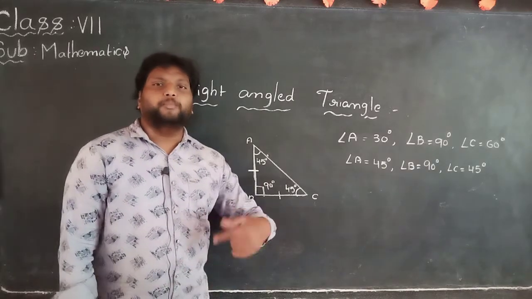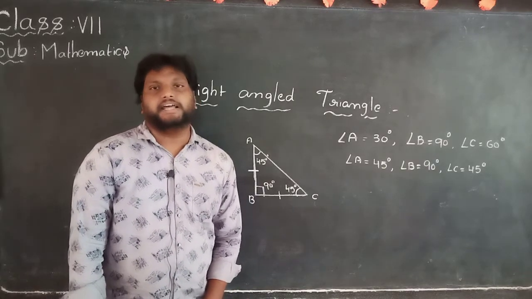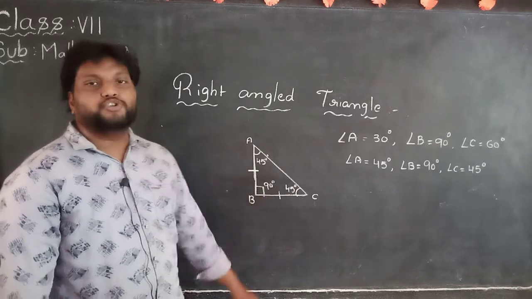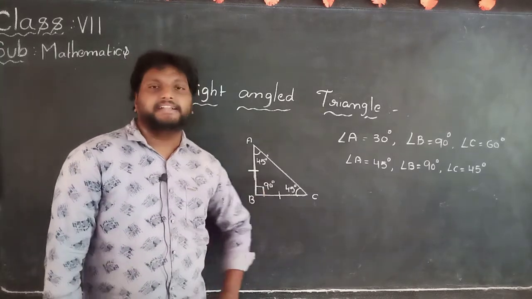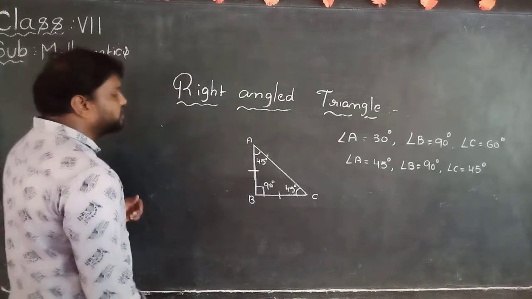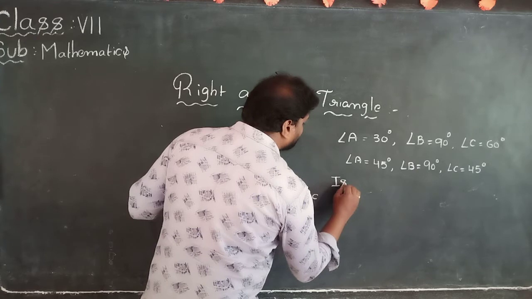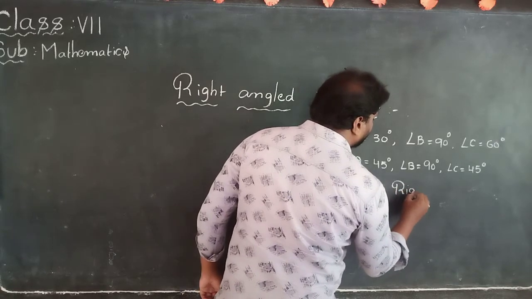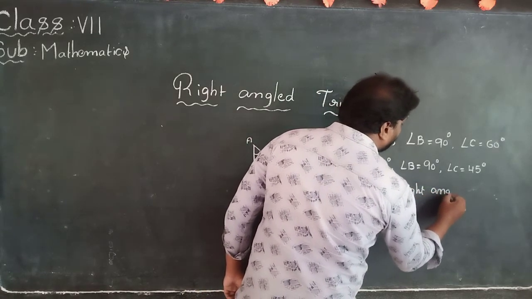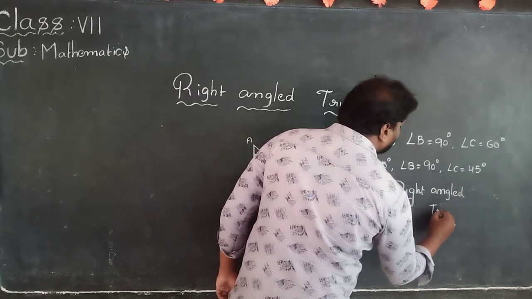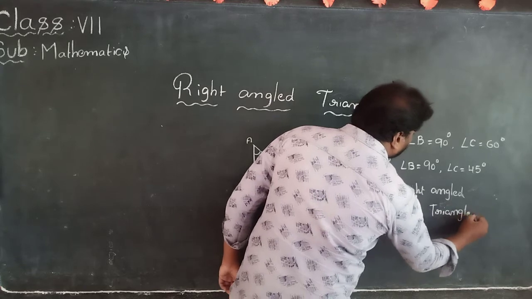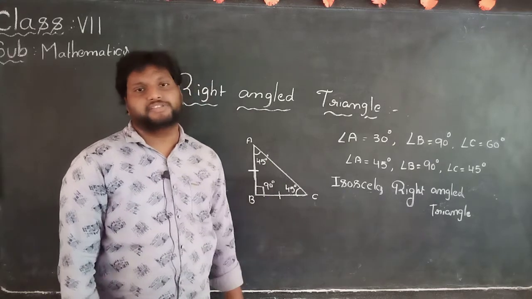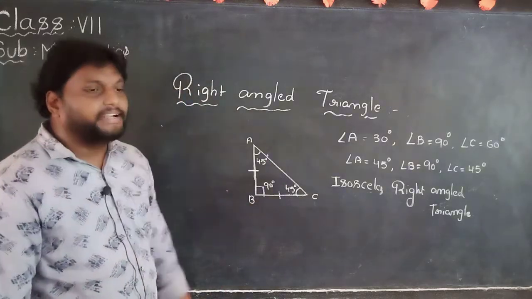Based upon sides, the types of triangles: two sides equal means which type of triangle? This is an isosceles triangle, and one more angle is 90 degrees. Then finally, this is an isosceles right angle triangle. Based upon angle, this is a right angle triangle. Based upon sides, it is an isosceles triangle. That's why this is the isosceles right angle triangle.